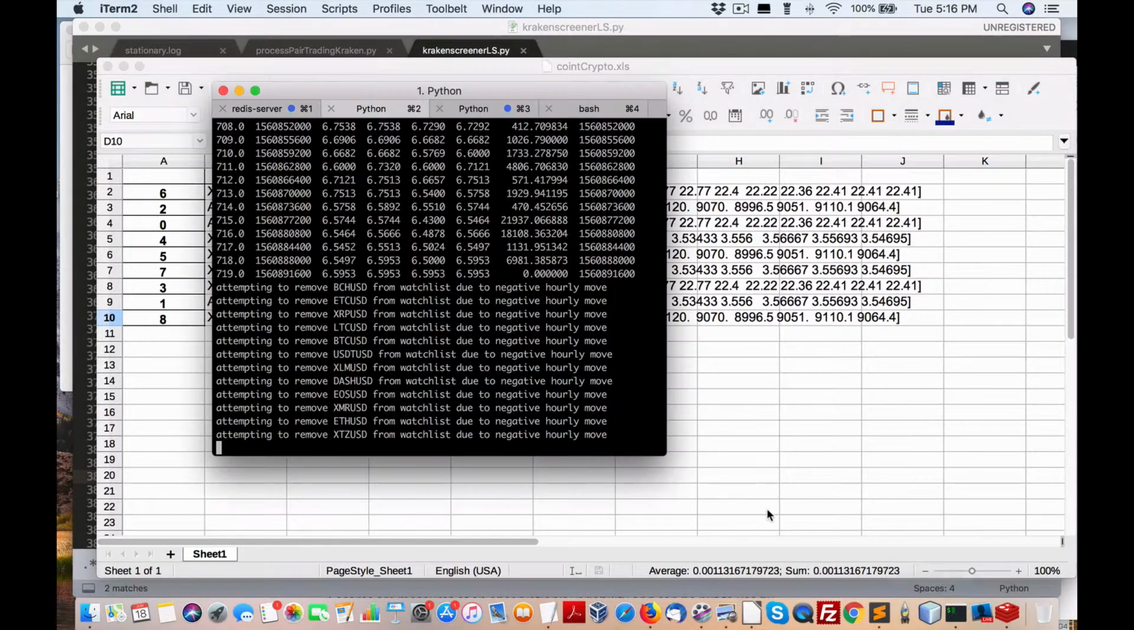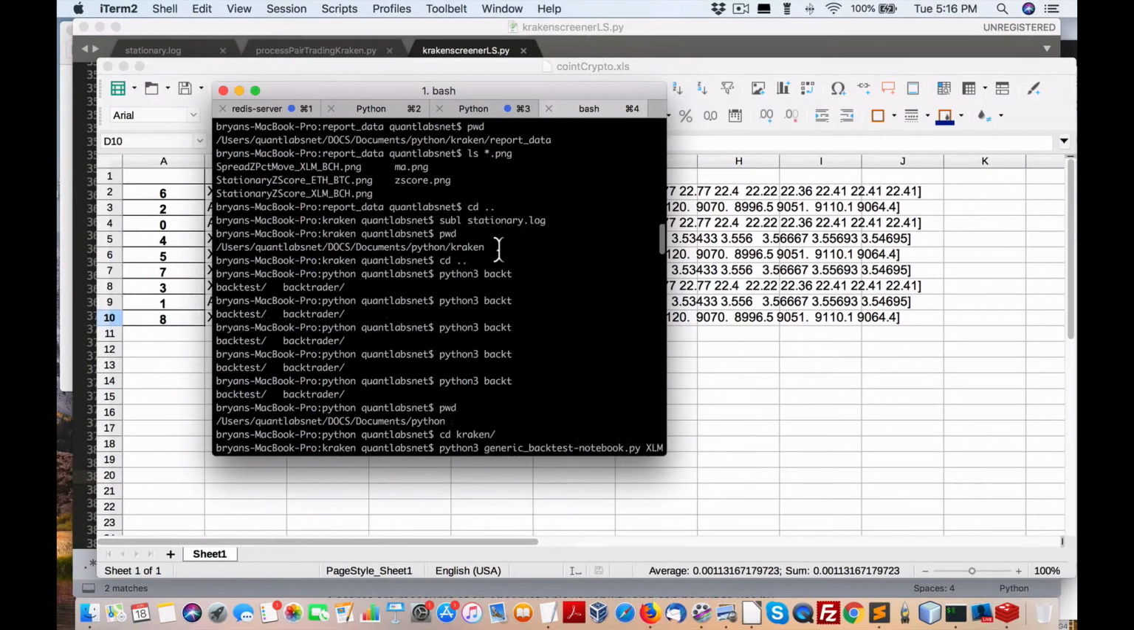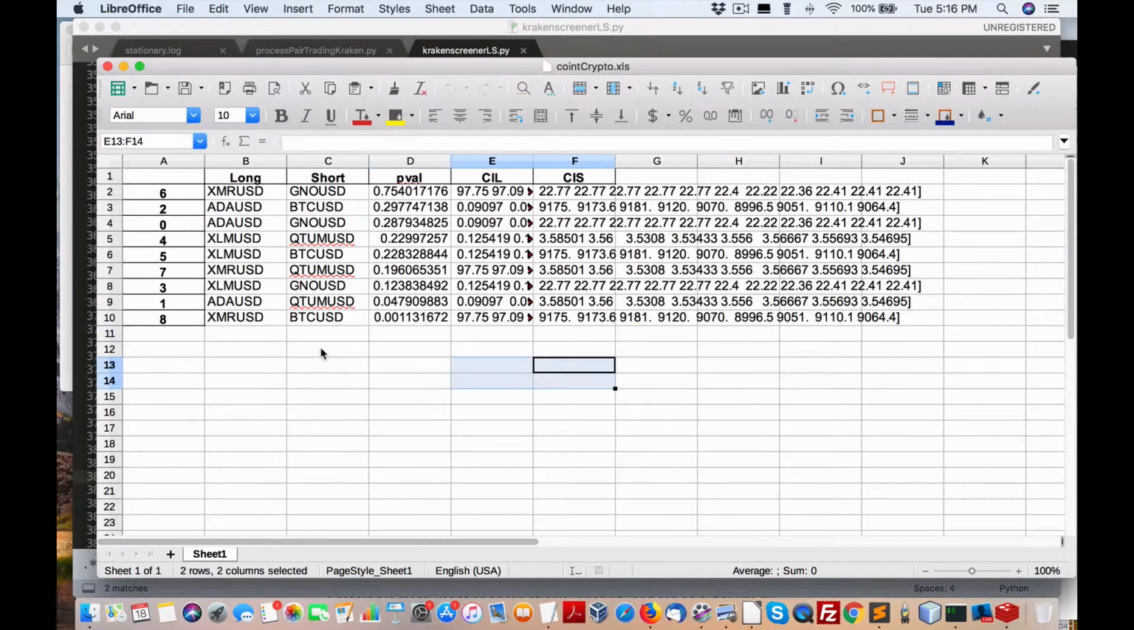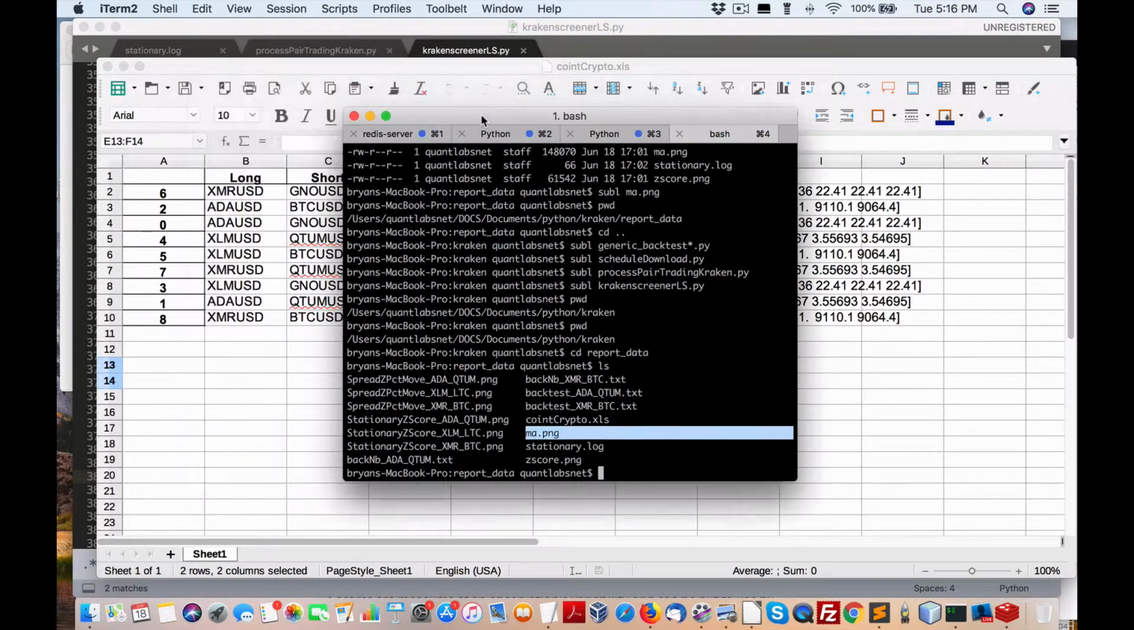So there are two sets of charts that come out of this. That is part of the report data, the goodie directory zip file. First thing we can look at is the moving average spread between, let's say, the very number one, which would be in this case XMR as a long, short as BTC. So right now XMR shows to be the strongest.